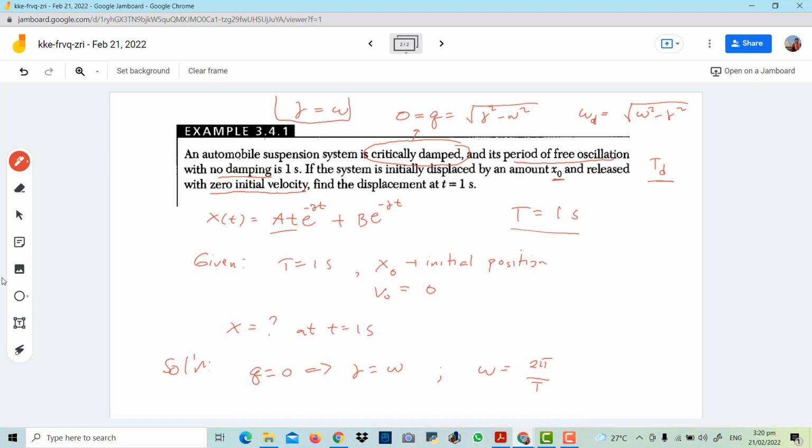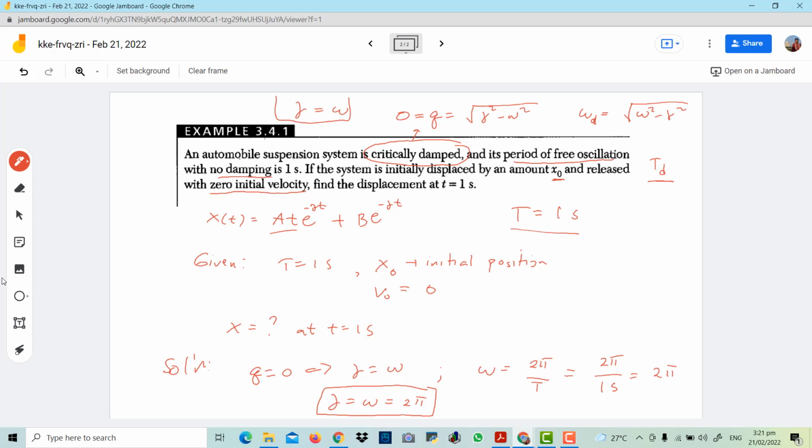So therefore, I can now solve for omega. We have 2 pi over the period, which is equal to 1 second. So therefore, omega is equal to 2 pi. 2 pi lang, no? So if omega is 2 pi, then gamma is also equal to omega, which is 2 pi. So I now know gamma. Okay? So first I solved this based from the condition that your system is critically damped.